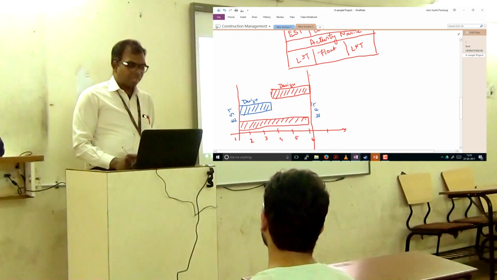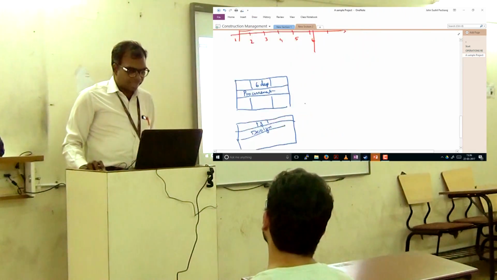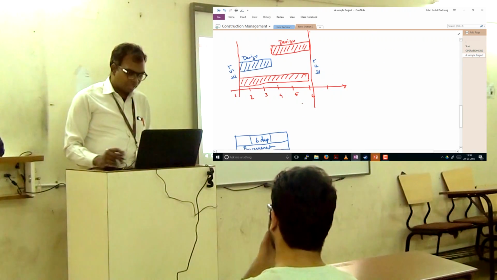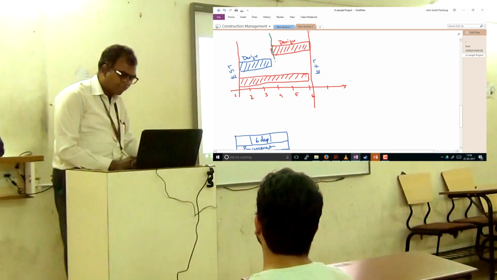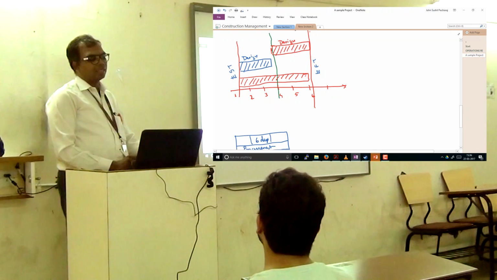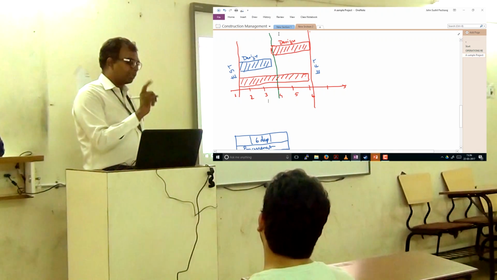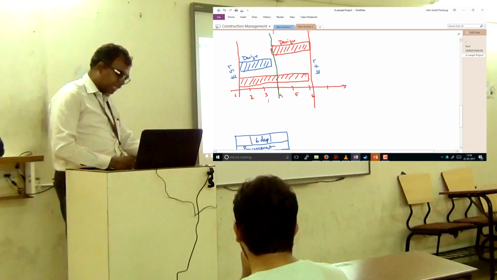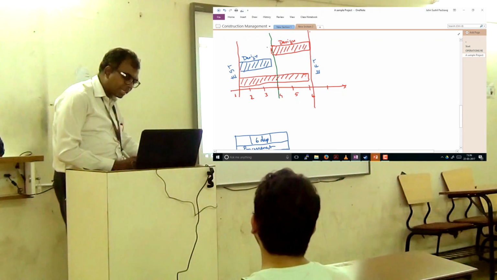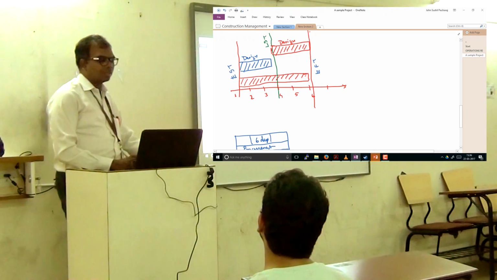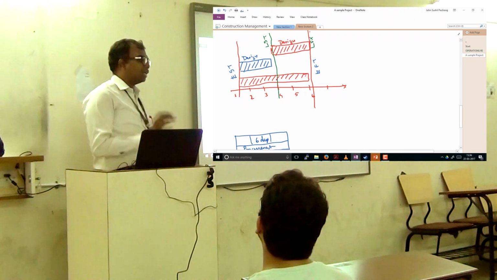On the other hand, if I look at this design, the one which I am putting in red, I can even start it at this point. But then what would happen? The end date will still be the same. So if I don't want to delay the project, I can still start it at this green line. This line is what we call the late start time, and this will become the late finish time.